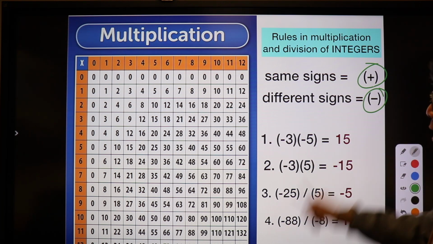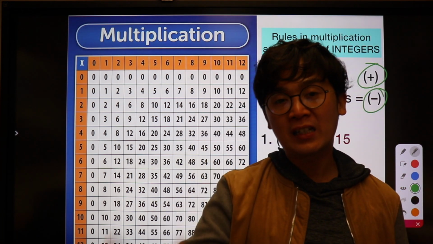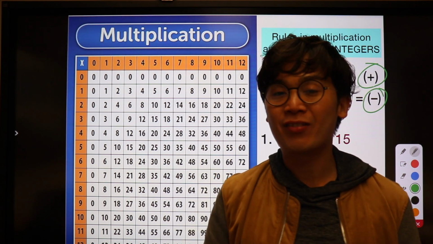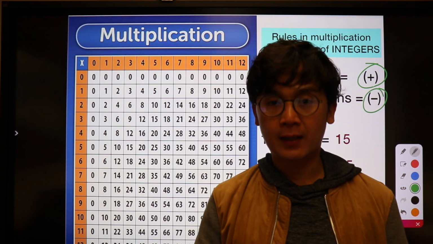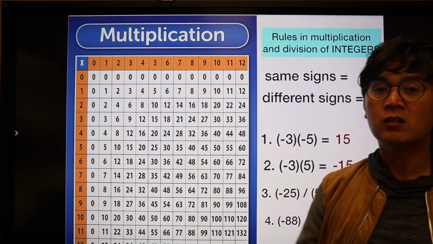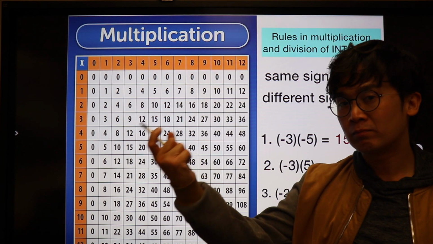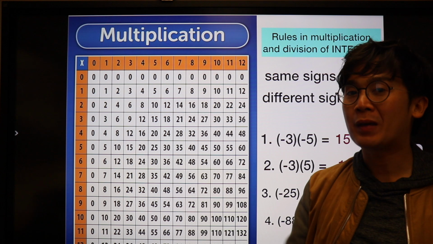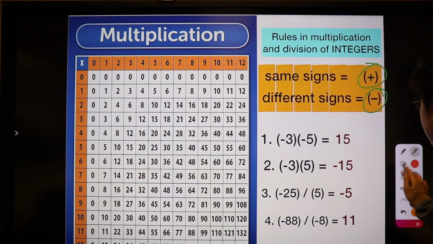So this is how we simply multiply and divide positive and negative numbers, and the rule again is pretty simple because you only need to look at the signs of the numbers that you're going to be multiplying and dividing.